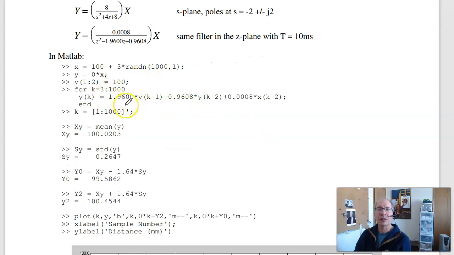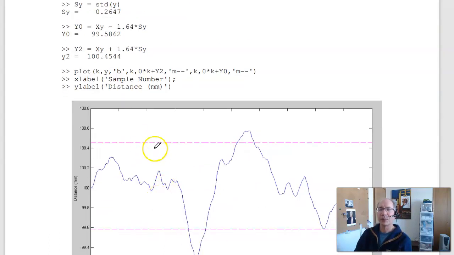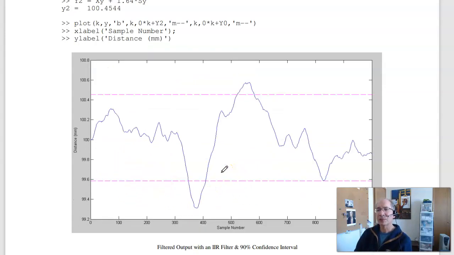If I do that throughout all the data, I still have a mean of 100, but now the standard deviation drops from 3 down to 0.26. So I have a much better idea of what the actual distance is going to be. And if I plot the data, that helped get rid of a lot of the noise. That's what filtering does for you. I can take a noisy measurement, get rid of the noise, and get a much better measurement.